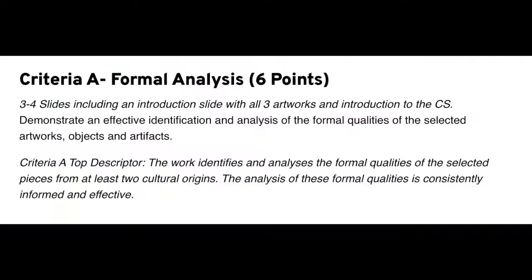So for criteria A, the formal analysis, which is 6 points of your grade, criteria A is where you look at the elements and principles of an artwork. How many slides should criteria A take? Approximately 3 slides, 1 for each of the artists.